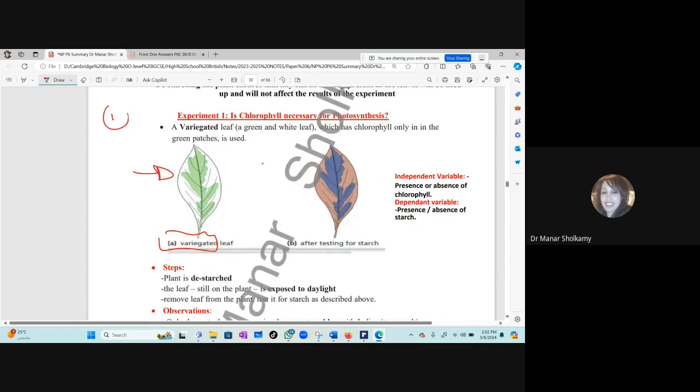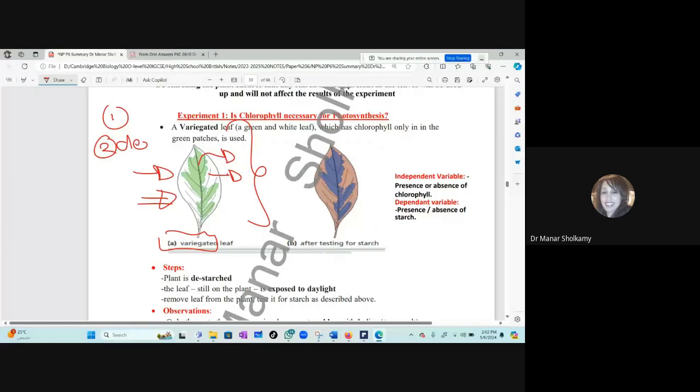So step number 1, I will choose this leaf that has different colors. If it is green, then it has chlorophyll. If the part of the leaf is not green, it's whitish, then there is no chlorophyll. Okay, I removed chlorophyll from parts of the leaf. And then step number 2, I will de-starch. I will put it in a cupboard for 2 to 3 days. So the starch is gone. So now I have some parts of the plant with no starch and no chlorophyll.